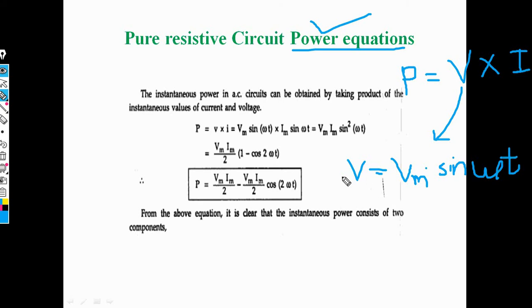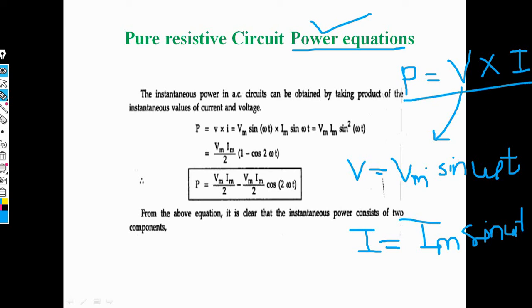This is the equation for voltage, and current I is equal to Im sin omega t. Putting both equations into P is equal to V into I, we put the value of voltage and also the value of current. P is equal to V into I, where V is Vm sin omega t and I is Im sin omega t, so P is Vm into Im into sin square omega t.